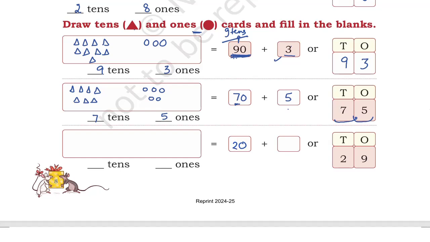20 plus 9 makes it 29. So 2 triangles and how many circles? 9 circles. 1, 2, 3, 4, 5, 6, 7, 8, and 9. 2 tens and 9 ones makes it 29. Very nice.